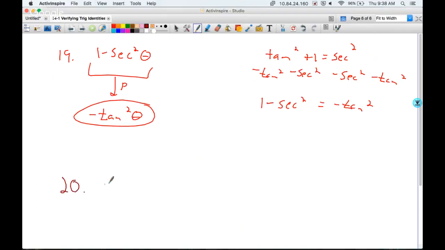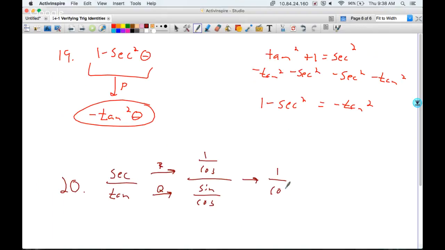Let's try number 20. 20, I've got secant over tangent. This one, I'm going to want to use that decompose feature first. Make this 1 over cosine divided by sine over cosine. Copy, dot, flop this. So that was a reciprocal and a quotient identity. Copy the top, write a dot, flop the bottom. Cosines cancel out.